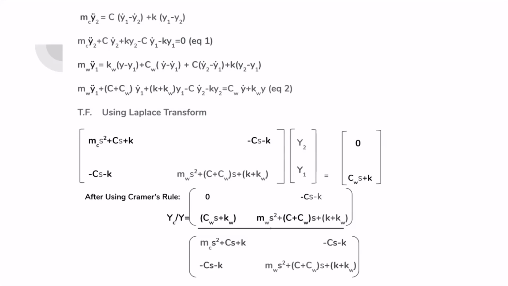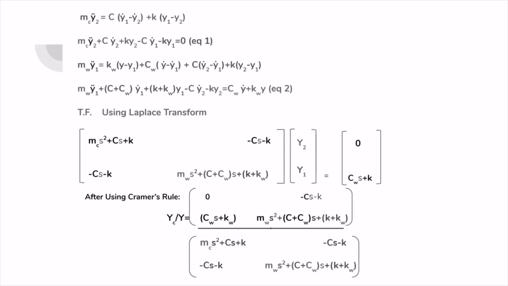And on the right side, we have set this equal to what equations 1 and 2 are equal to. So for equation 1, it's 0, which is the top. And for equation 2, we have CWS plus KW, which represents our initial condition.